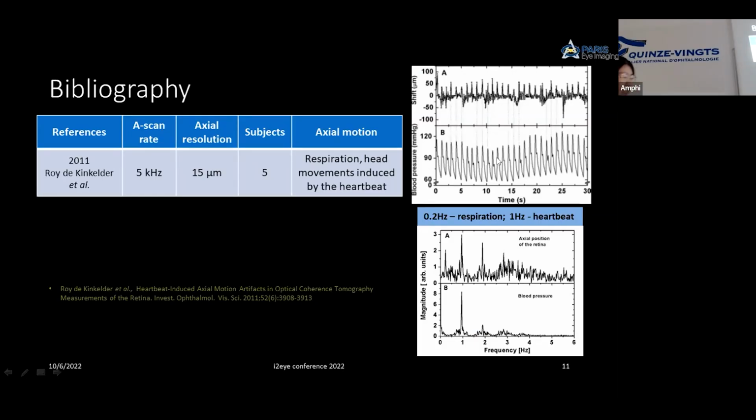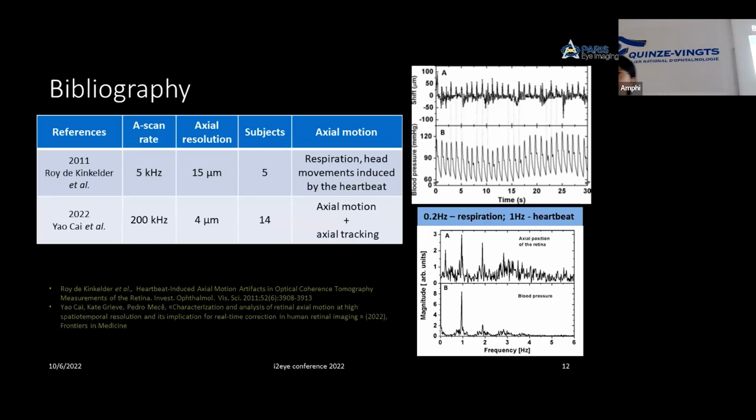I did some literature review, and here I show the most representative paper, published in 2011, where they studied the axial motion using spectral domain OCT. This is the plot of the axial motion in the time domain, and they also measured blood pressure. In the frequency domain, they found that the axial motion is linked to respiration at 0.2 Hertz and to the heartbeat at 1 Hertz. But the scan rate of their system is not very fast, 5 kilohertz, and the axial resolution is around 15 microns.